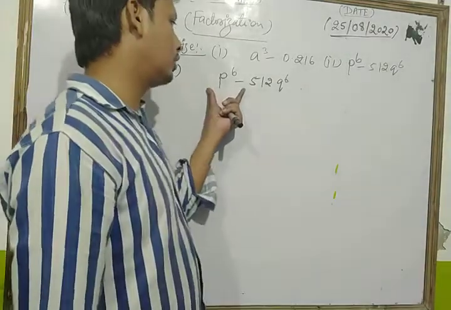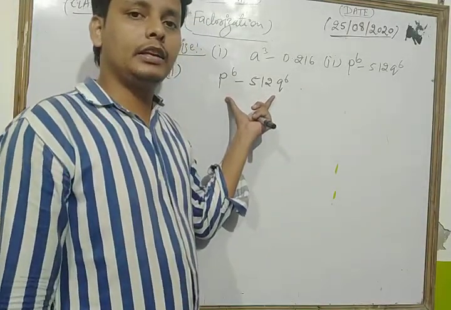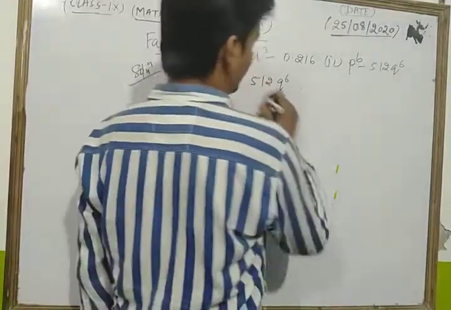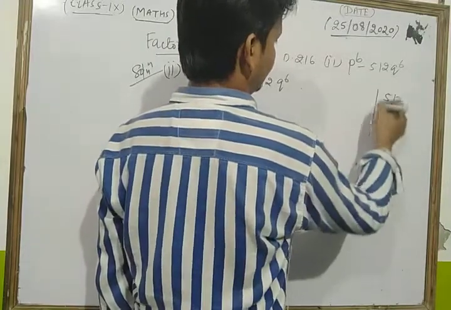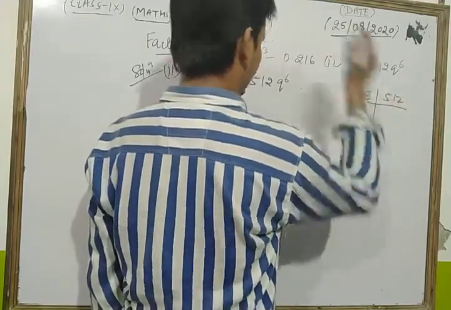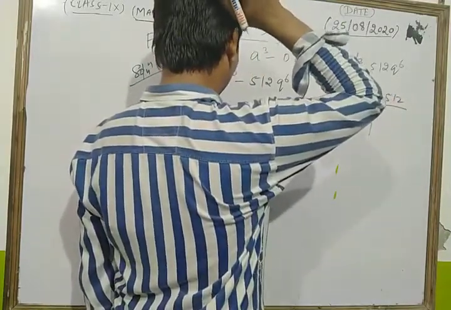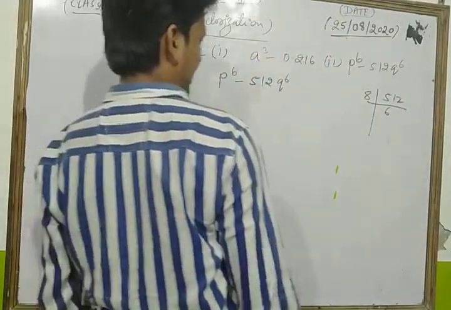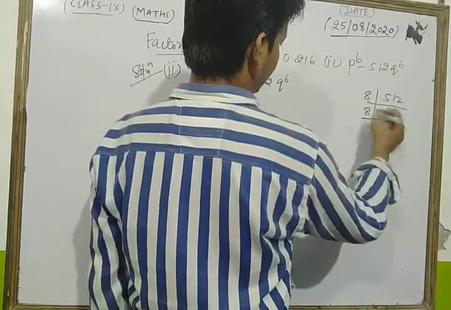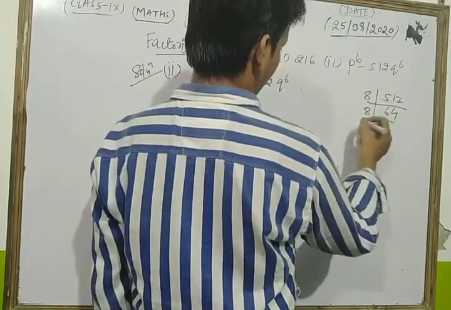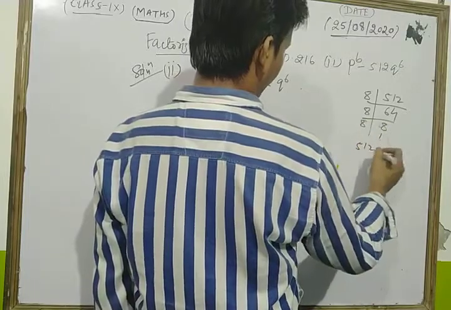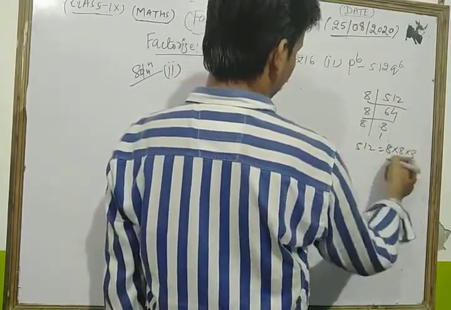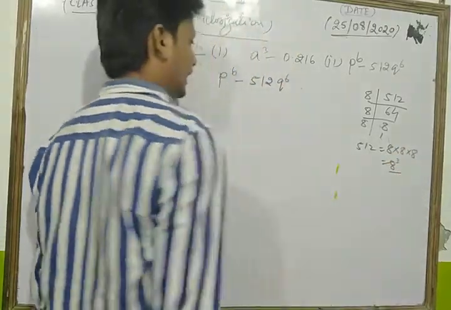Dear students, first of all we write the given expression in this way. First we do prime factorization of 512. If you divide by 8, 8 6s are 48, 8 8s are 64, and 8 1s are 8. So we write 512 as 8 into 8 into 8, that is 8 cube, right?